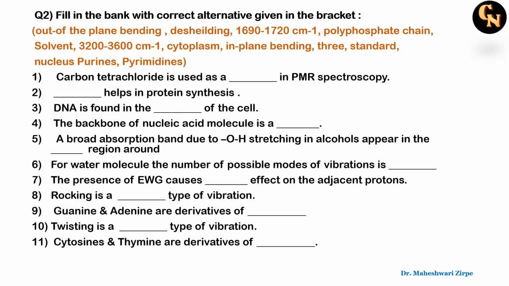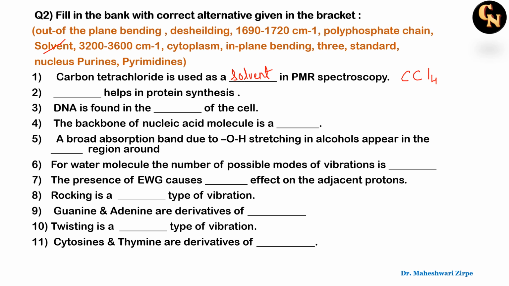Next type of questions which are asked in the university exams are fill in the blanks with the correct alternative given in the bracket, and we have to choose the correct option from these brackets and then solve the fill in the blanks. So the first one is carbon tetrachloride is used as a dash in PMR spectroscopy or NMR spectroscopy. So basically in NMR spectroscopy, carbon tetrachloride, that is CCl4, is used as a solvent. So your option here is solvent. So let us see where the option solvent is. Yes.